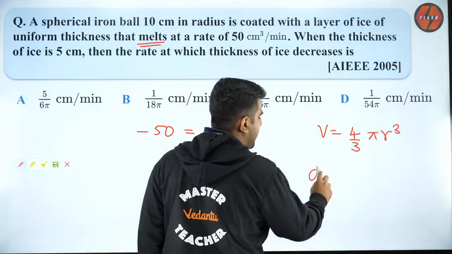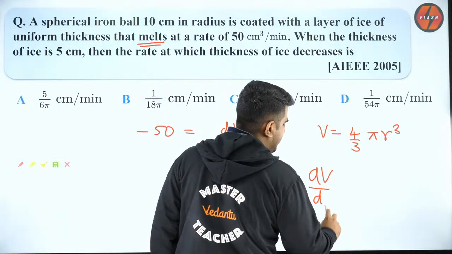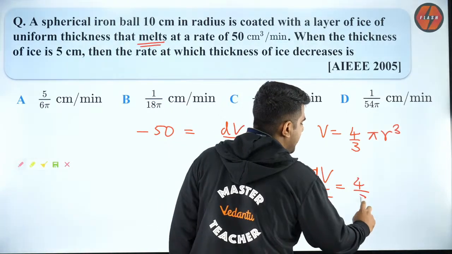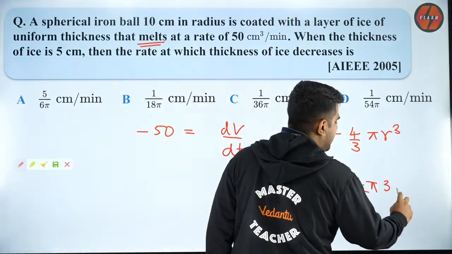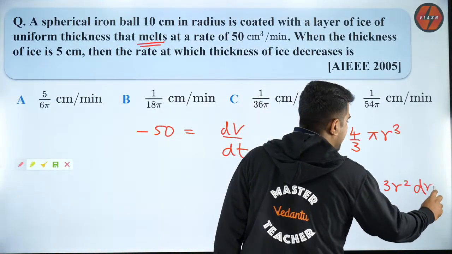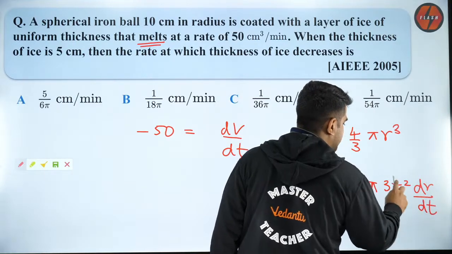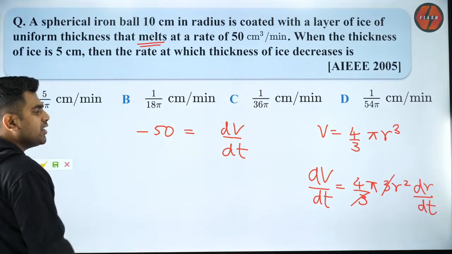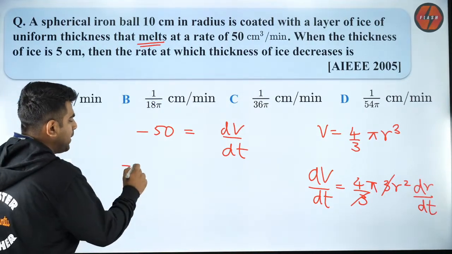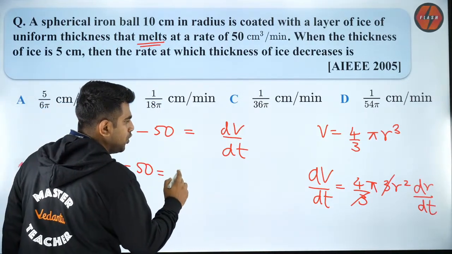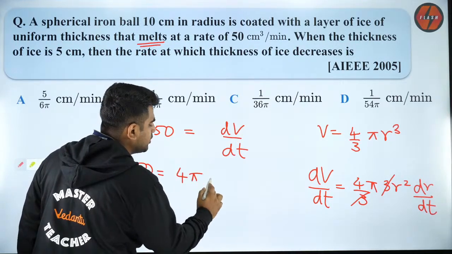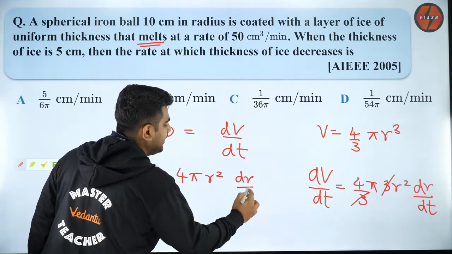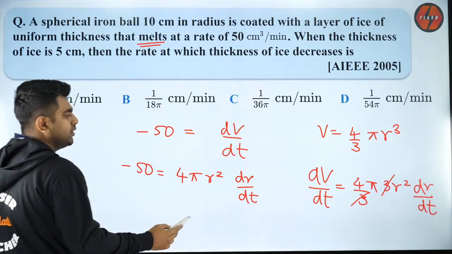Everybody knows that. That is the volume of a sphere. So what is dV by dt? dV by dt is nothing but 4 by 3 pi into 3 r square dr by dt. Isn't that correct, guys? Are you all able to follow that? So that is my dV by dt. So minus 50 is equal to 4 pi r square dr by dt.